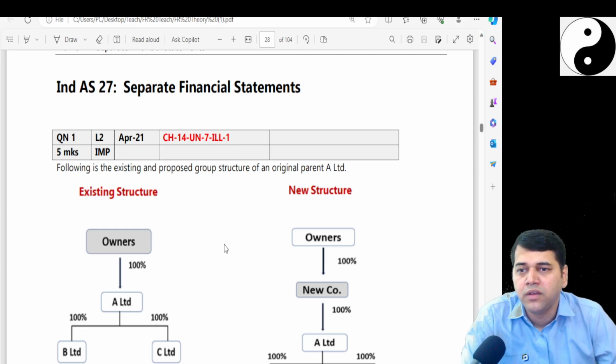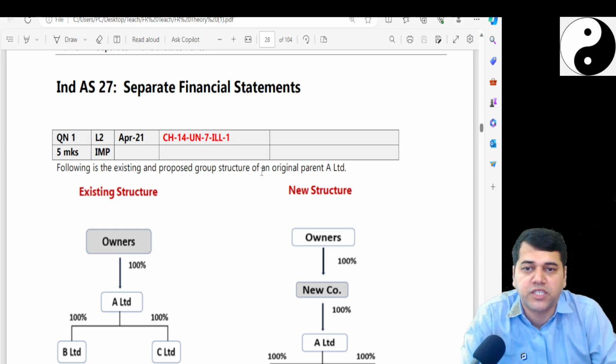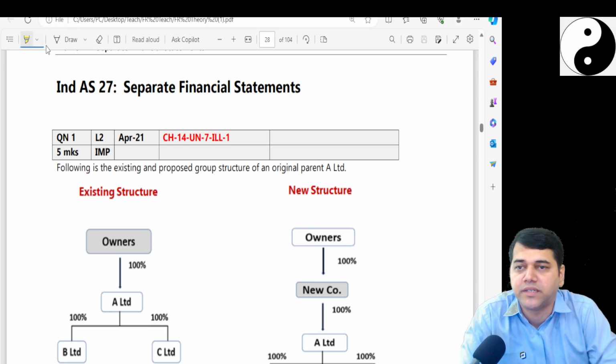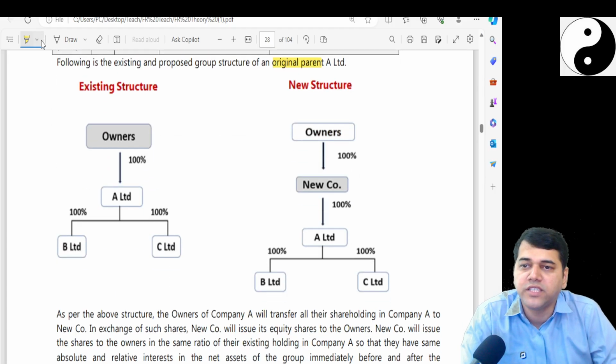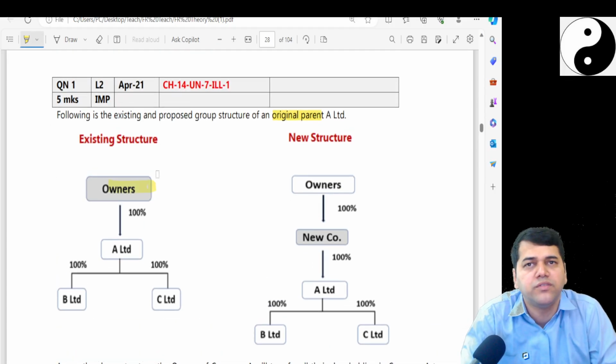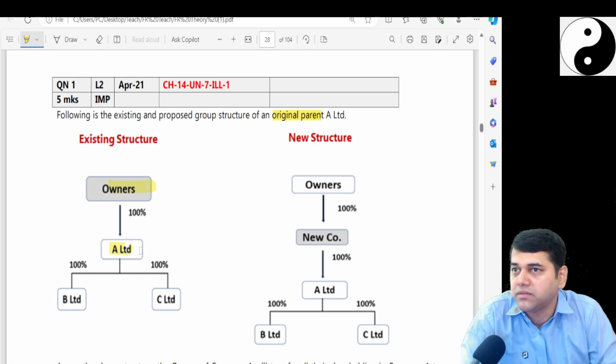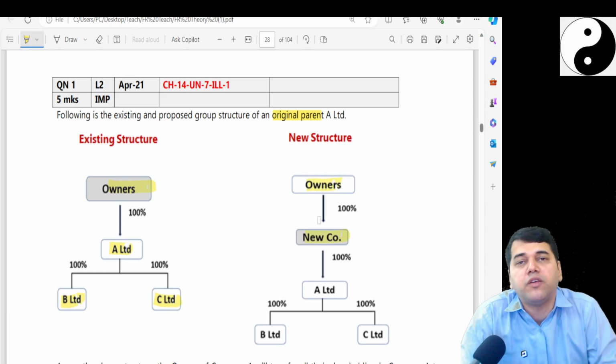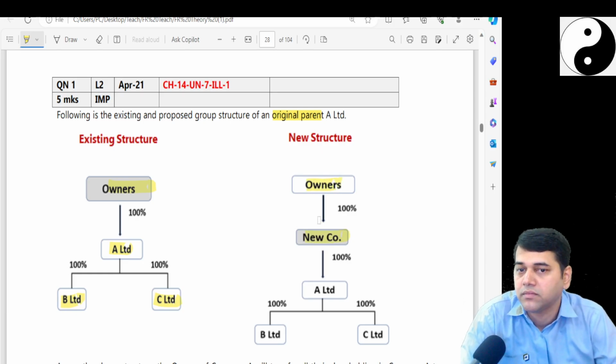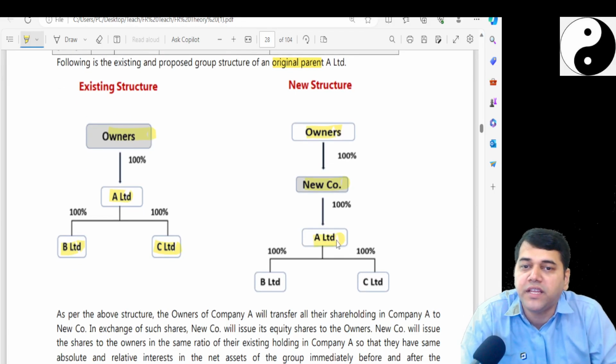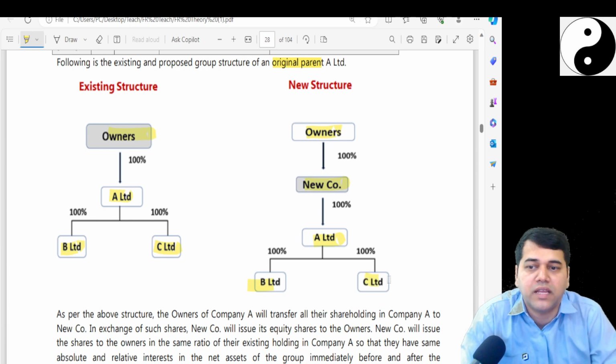Just you can see. Following is the existing proposed group structure of original parent A Limited. Now, their existing structure is like this. There are some owners. We don't know who they are, individuals. They have invested 100% in A Limited, and A Limited has got two subsidiaries B and C. Now, what A Limited wants to do, they wanted to create one more company called a new company limited. And new company will hold 100% in A. And that structure is going to change like this.